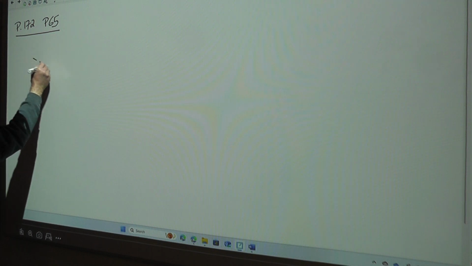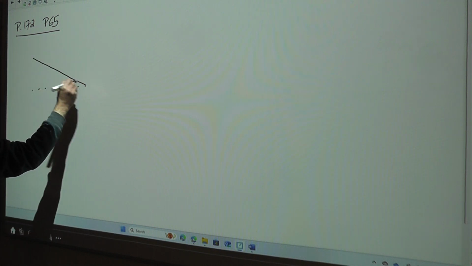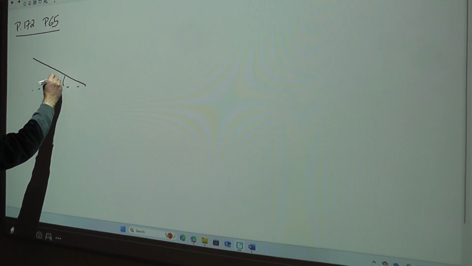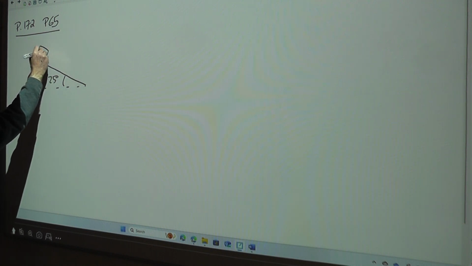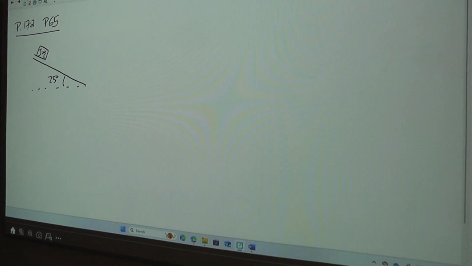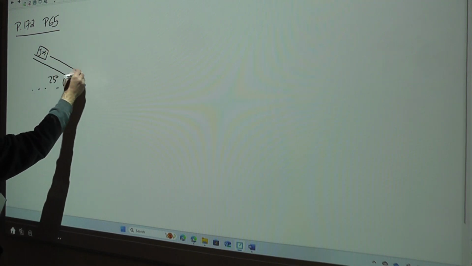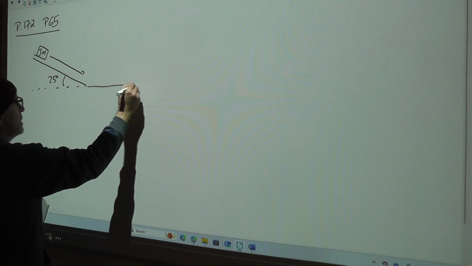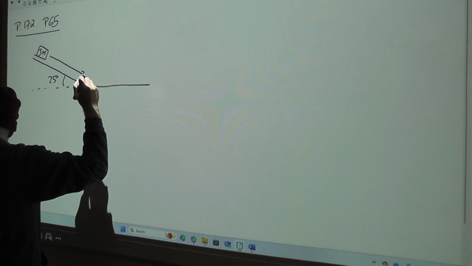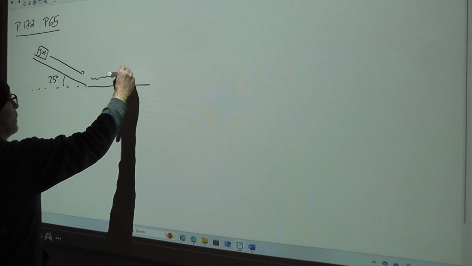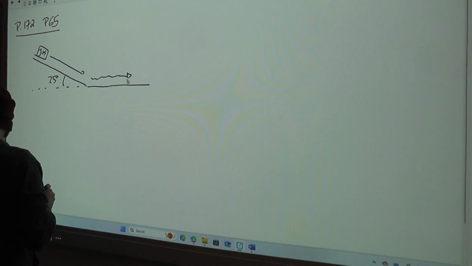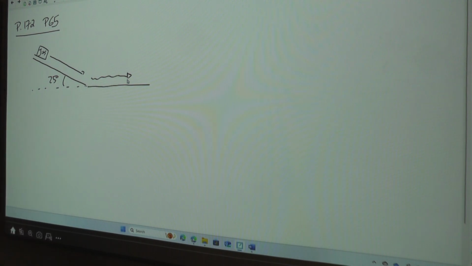All right, I can draw that already. Here's my hill. I have a slope of 25 degrees, and there's Josh plus his sled. And he goes down the hill, and then he hits a horizontal patch of snow, and slides on that for a while. And it says ignore friction on the hill.